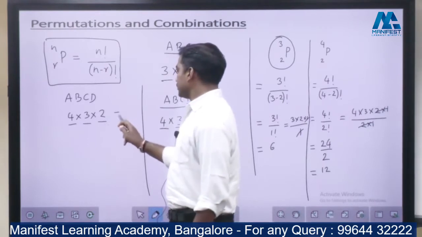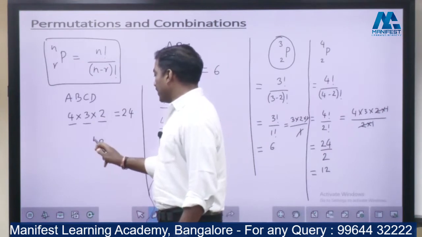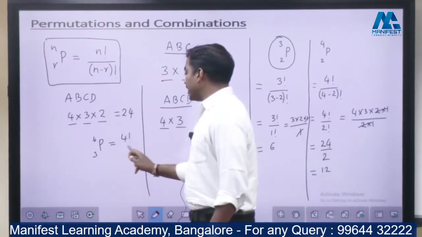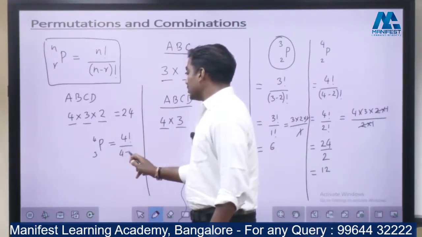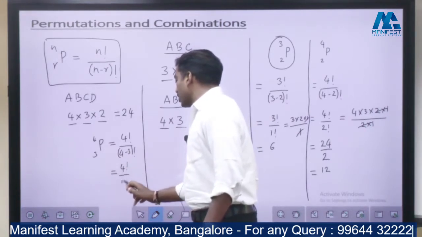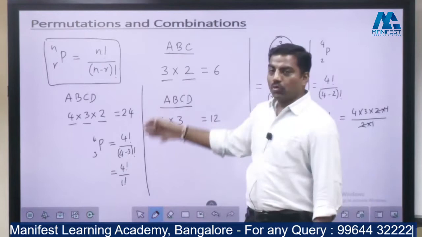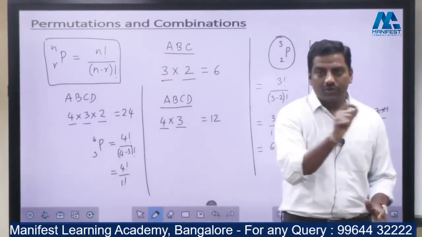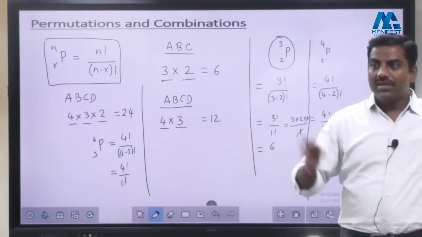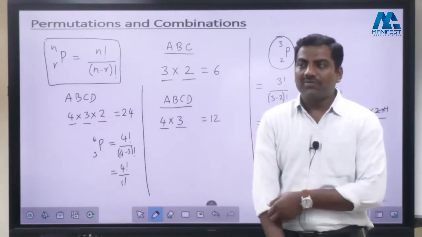What is this? Or apply the formula. Out of 4 people, you are selecting 3. What do you write? 4 factorial divided by 4 minus 3 factorial. So this is 4 factorial divided by 1 factorial. Same thing. Without using this formula also, we can easily calculate. Just imagine how many positions are there. First position can be filled in how many ways? Similarly second, third, or whatever the number, then multiply them. Done.